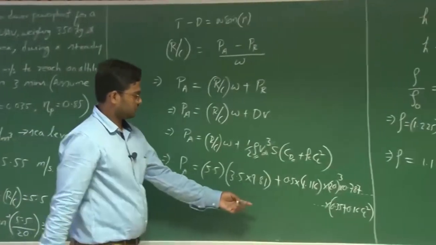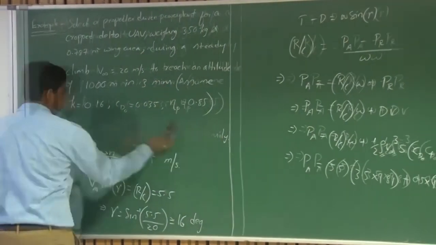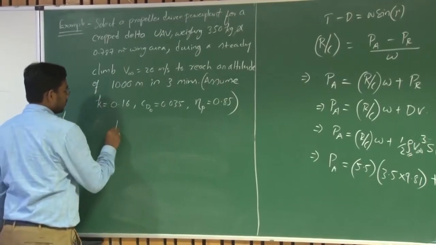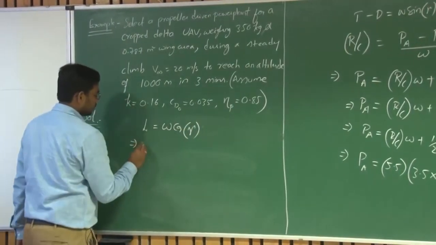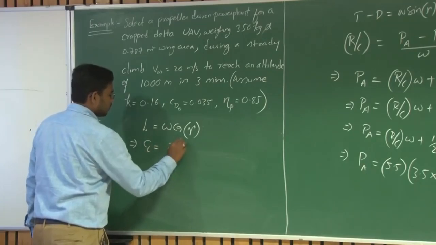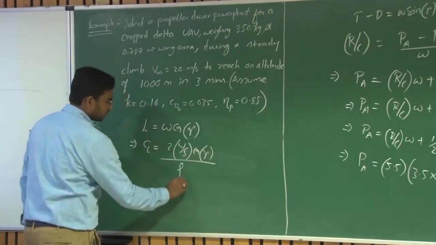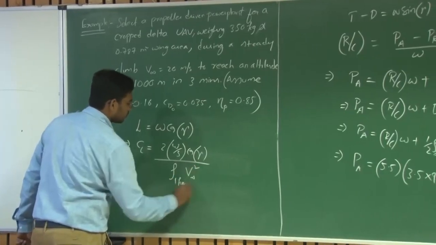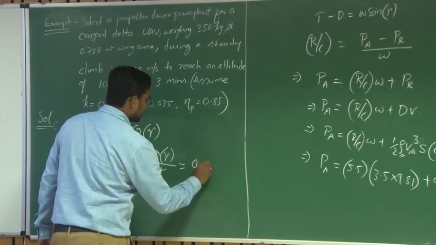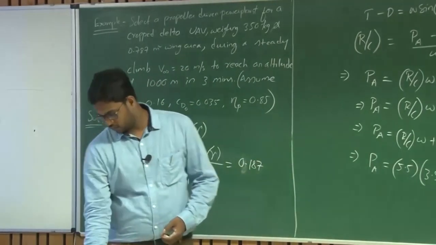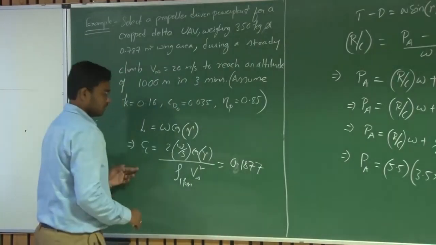So for the same flight condition, we need to find out the corresponding CL value here. We have L is equal to W cos gamma from equation CL2. So what is CL? Twice the wing loading into cos gamma divided by density, we have to use the density at 1 kilometer altitude, into V infinity square. So this turns out to be 0.1877. This is the CL for this case.